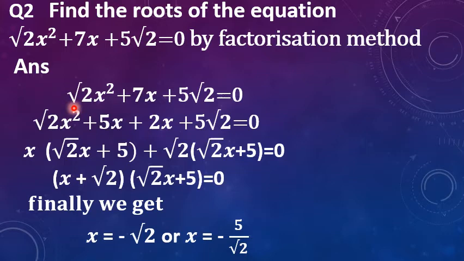Here on applying the middle term splitting method, we can write root 2 x square plus 7x plus 5 root 2 equals 0 as root 2 x square plus 5x plus 2x plus 5 root 2 equals 0. We have split our 7x as 5x plus 2x. On taking common factors and solving, we get the factors (x plus root 2) and (root 2 x plus 5) equals 0. Finally we get x equals minus root 2 or x equals minus 5 by root 2, which are the required roots of the given quadratic.